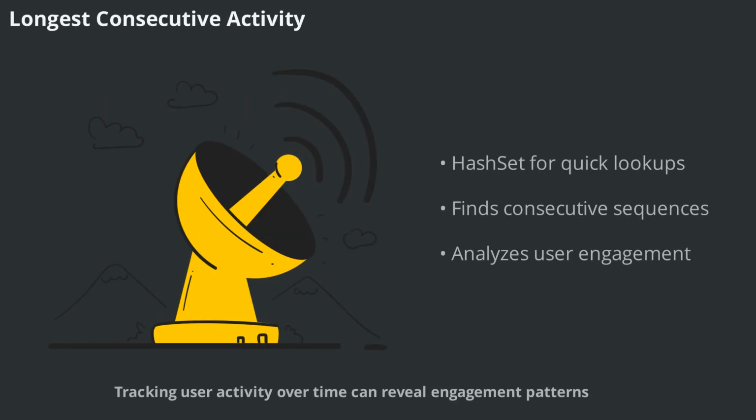Tracking user activity over time can reveal engagement patterns. The interview question is how to find the longest consecutive sequence of activity timestamps. Using a hash set for quick lookups, you can efficiently identify and count consecutive sequences. This approach is useful for analyzing user behavior and improving app engagement strategies.